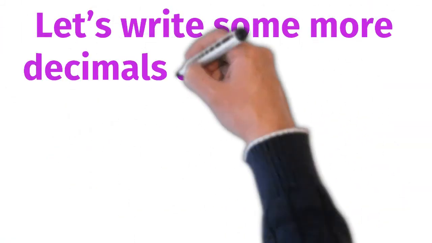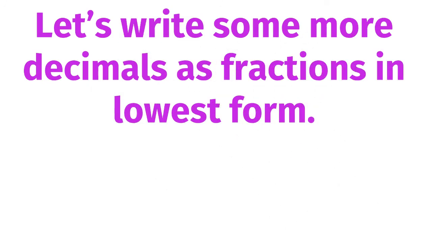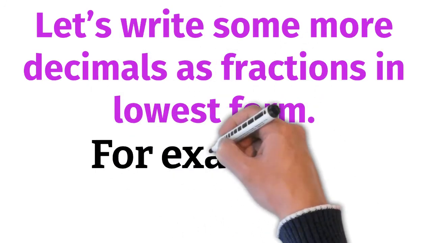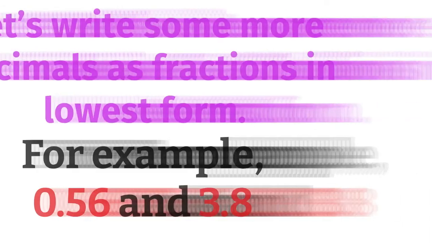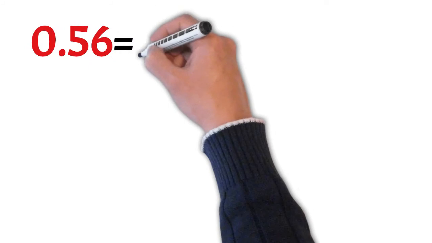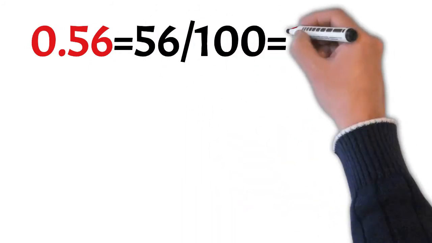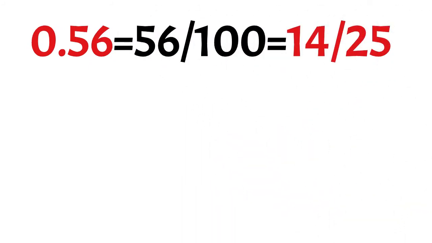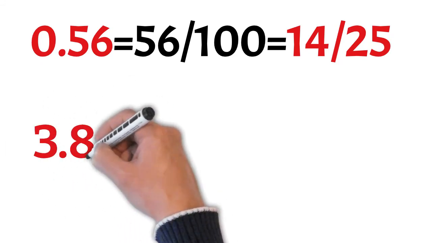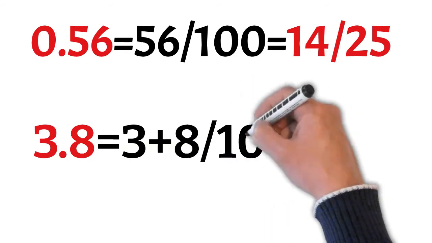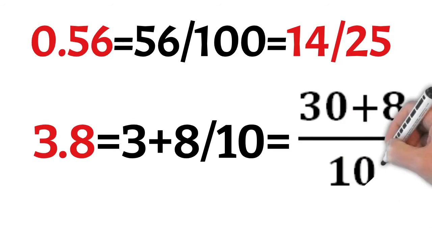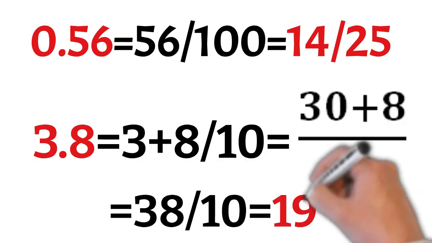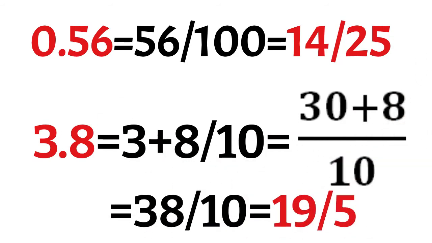Let's write some more decimals as fractions in lowest form. For example, 0.56 and 3.8. 0.56 equal to 56 by 100. That is equal to 14 by 25. Likewise, 3.8 equal to 3 plus 8 by 10. That is equal to 30 plus 8 by 10. Equal to 38 by 10. And the answer is 19 by 5.